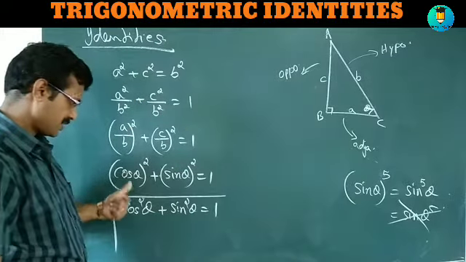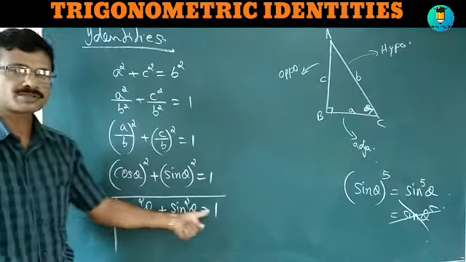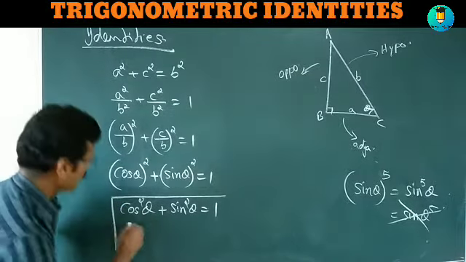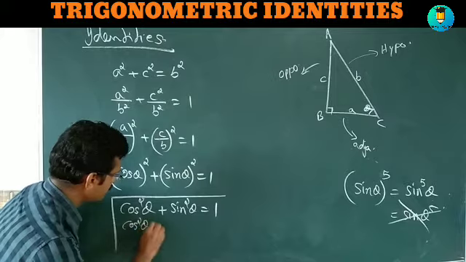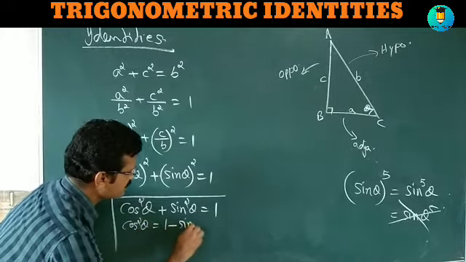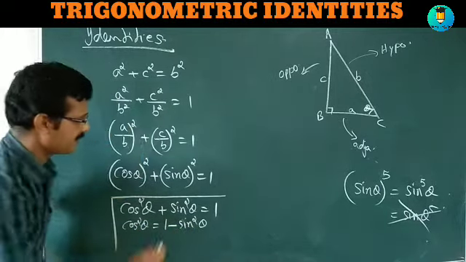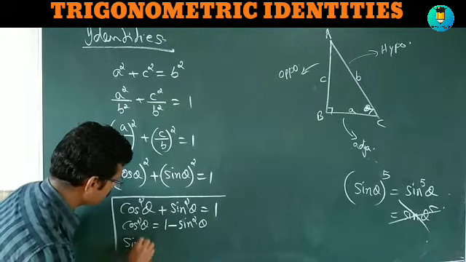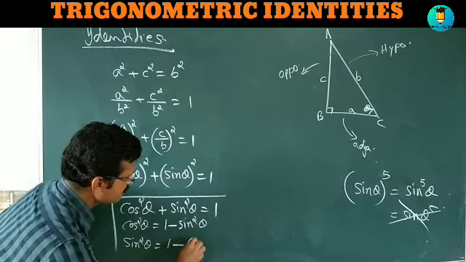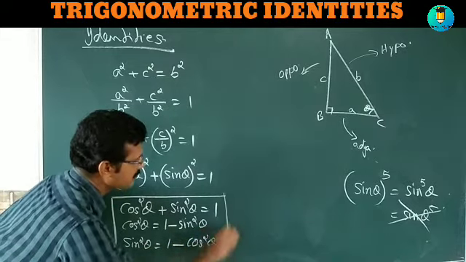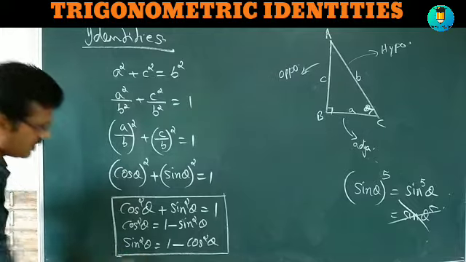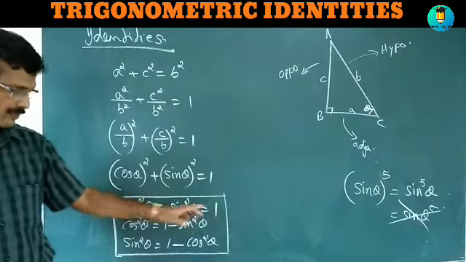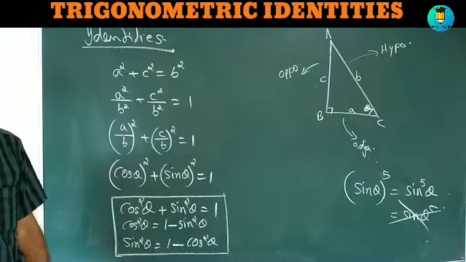So here, the same thing applies. Sin square theta plus cos square theta is equal to 1. From here I can write two more results. One is cos square theta is equal to 1 minus sin square theta. I have taken sin square to that side. Again, sin square theta is equal to 1 minus cos square theta. This is the first set of identities. Sin square theta plus cos square theta is equal to 1, and from that I can make out another two.